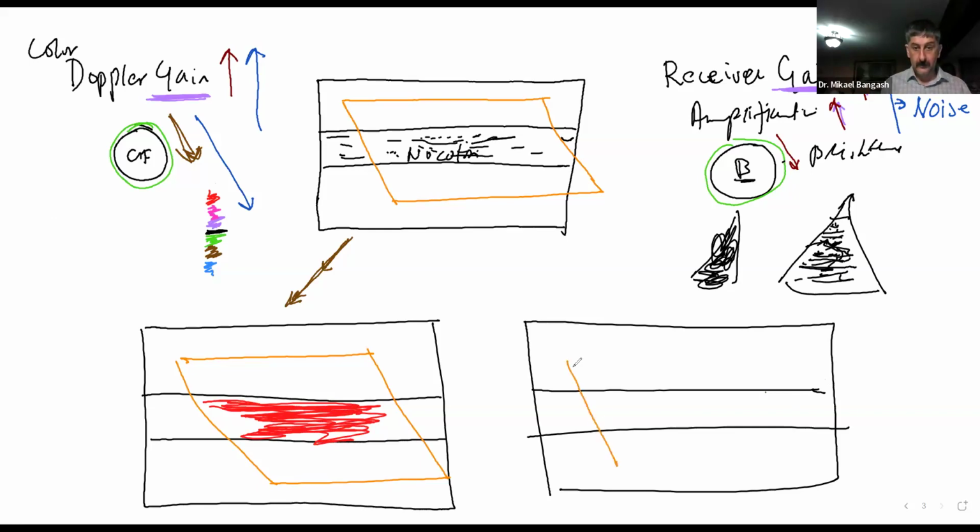But if we keep on increasing your color Doppler gain, just like in a receiver gain or amplification, we end up getting noise. Of course, you will also be getting noise here.